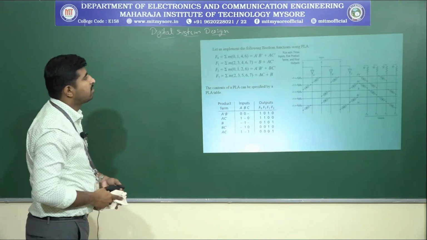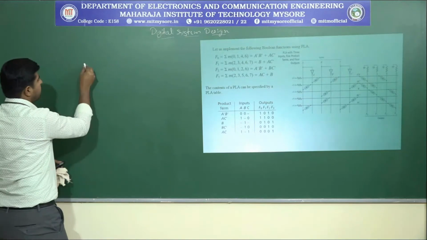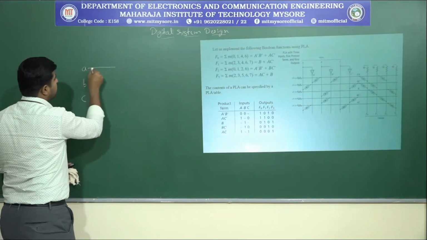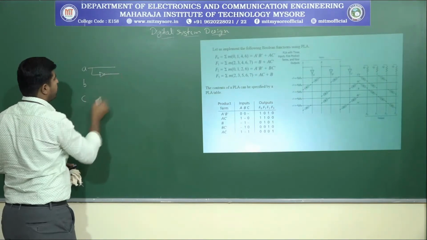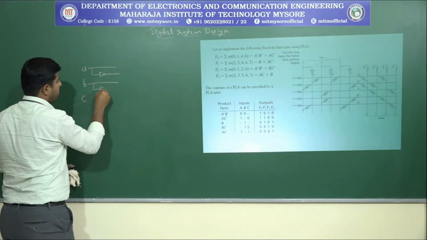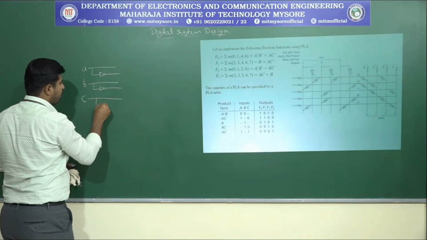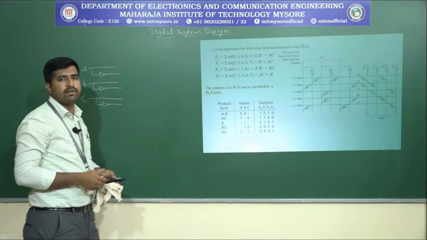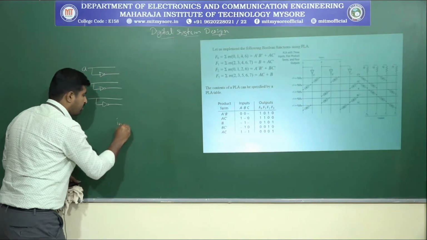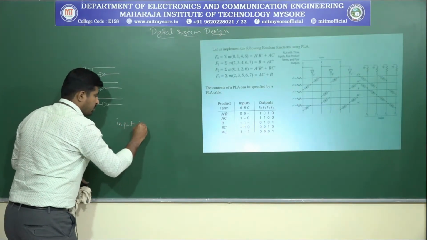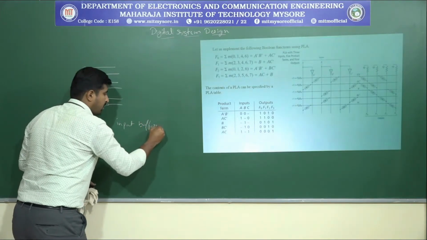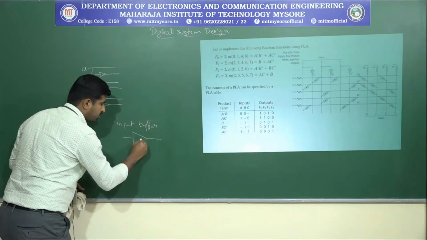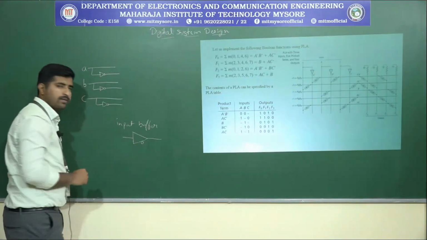So we have 3 inputs: A, B, C. So A with its complement, and B with its complement. For implementing the complements, we can use an input buffer, which will give both the complement and the normal form. So this is what we call an input buffer.